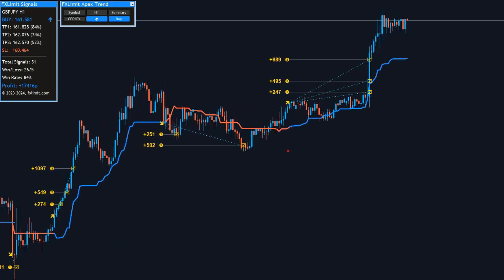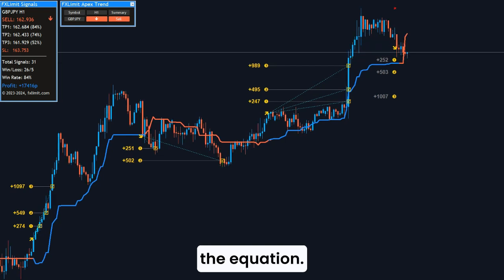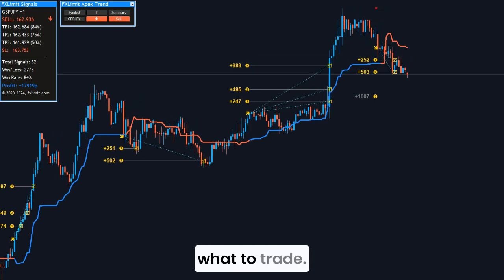Now, economic indicators are just one side of the equation. Knowing when to trade is just as important as knowing what to trade.